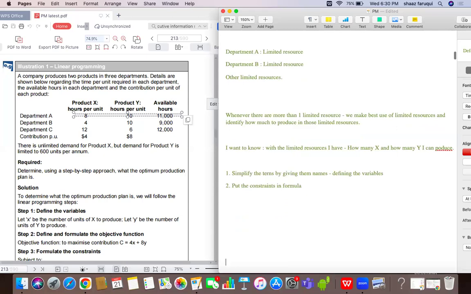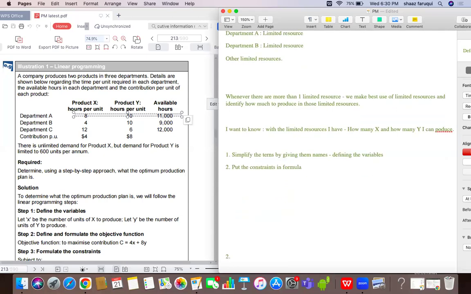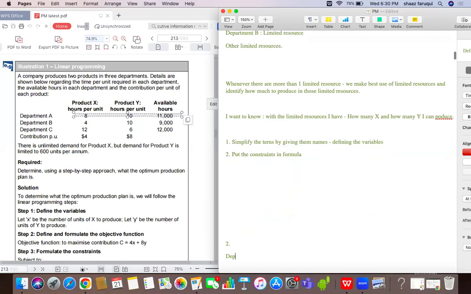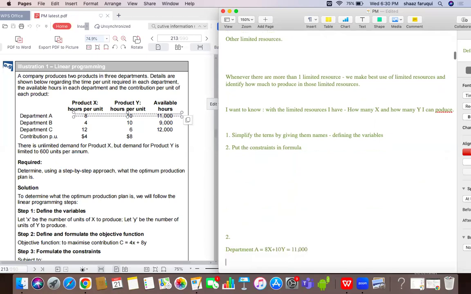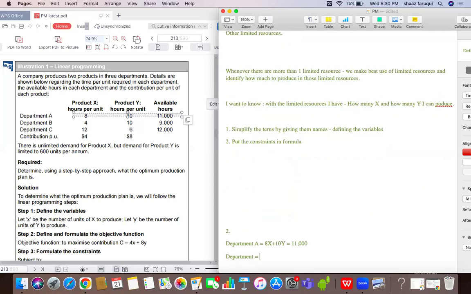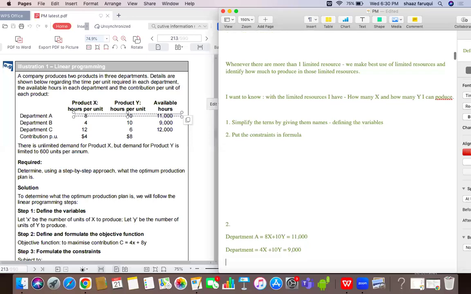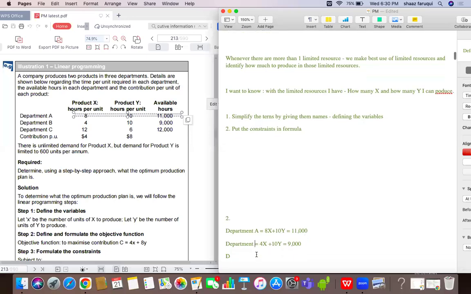So what are the constraints in formula? I'm putting it here. In department A, 8x plus 10y is equal to 11,000. Department B, 4x plus 10y is equal to 9,000. Department C is 12x plus 6y is equal to 12,000. These are all the constraints.